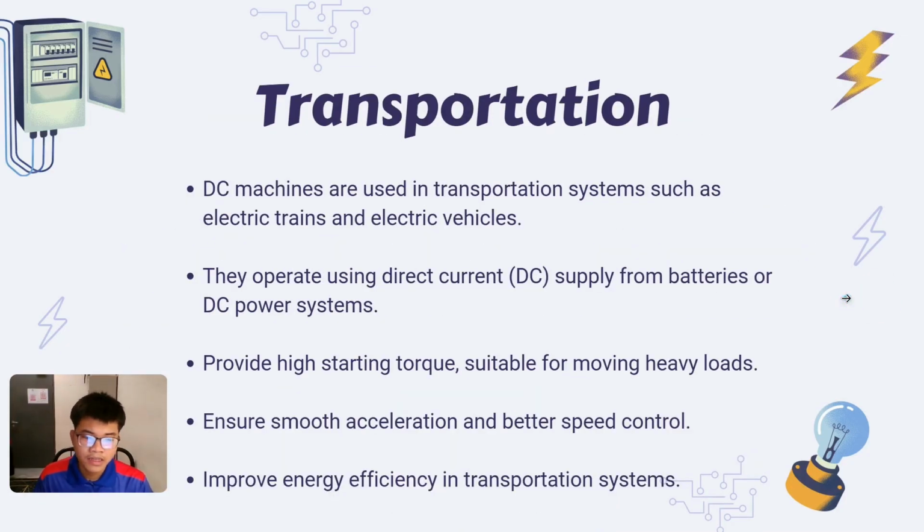Next is transportation system. DC machine are used in electrical train and electrical vehicle. They operate using direct current supply from battery or DC power system, which make them suitable for vehicle that use battery power. DC machine provide high starting torque, which is suitable for moving heavy load such as train. They also ensure smooth acceleration and better speed control, meaning the vehicle can move smoothly without sudden change in speed.